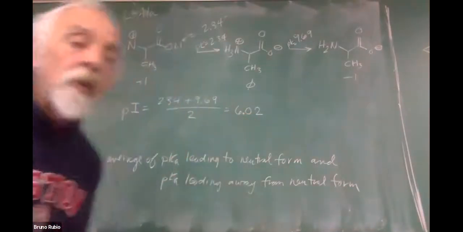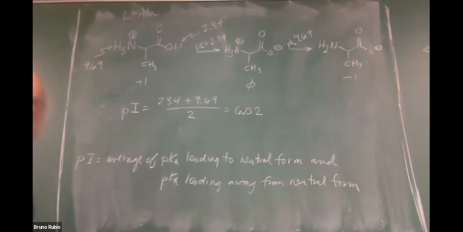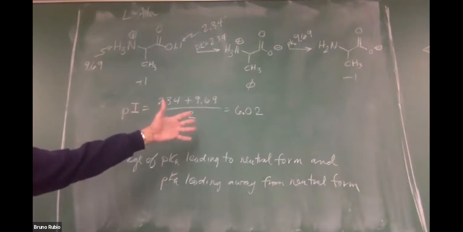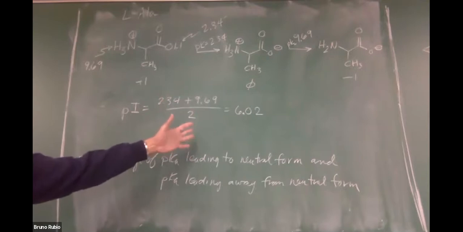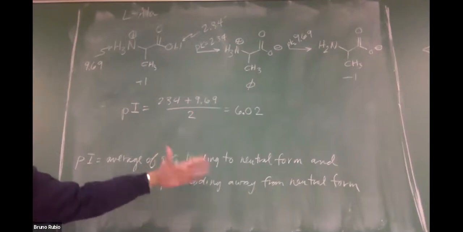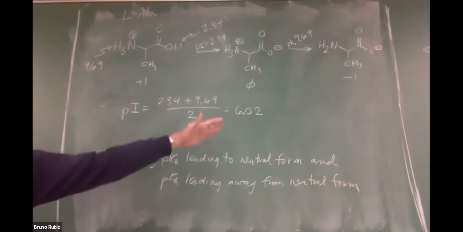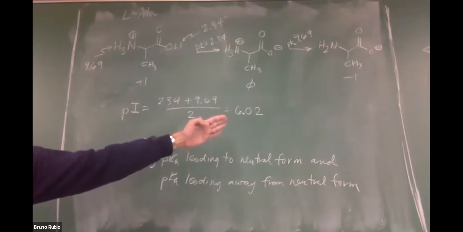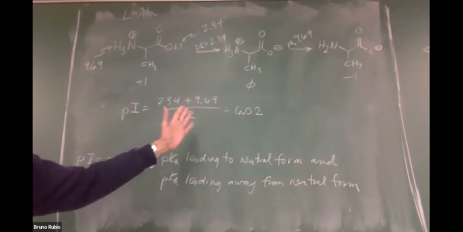And what's your pH? Anyone remember? You're 7.4. So alanine is not really that soluble inside your body because your pH of 7.4 is close to the isoelectric pH of alanine. And we'll see that for most amino acids, this is true.